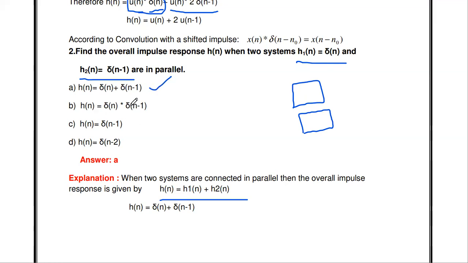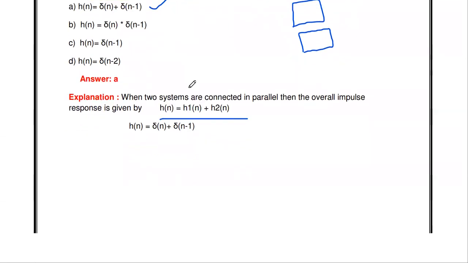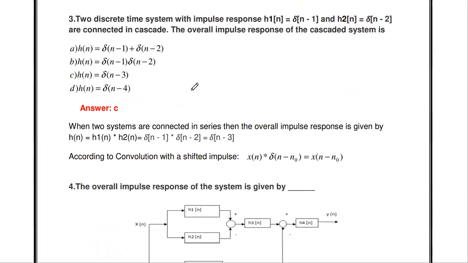In B, convolution is given, so it's wrong. Del of n plus del of n minus 1 is the correct answer. Then you see the next question.